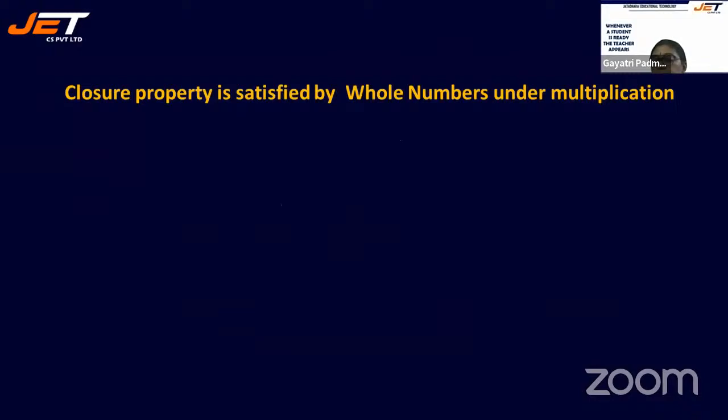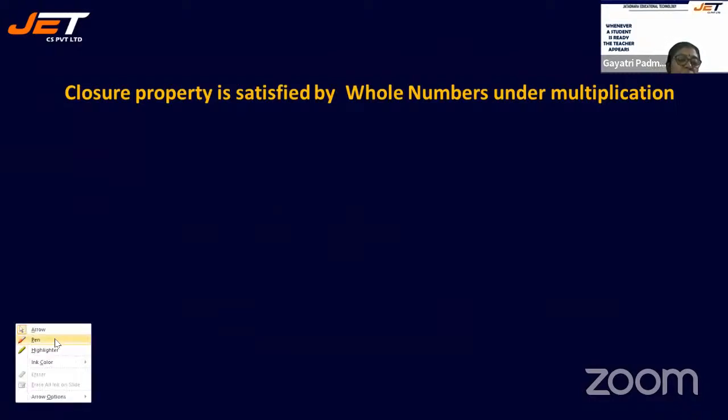Okay, so let's try a few more examples. All right, so you should always know any number multiplied by 0 is going to give us 0 only. Any number multiplied by 1 will give us that number. So now let us take the closure property under multiplication. So 0 into 2 is going to give us 0. This is a whole number. This is a whole number. This is also a whole number.